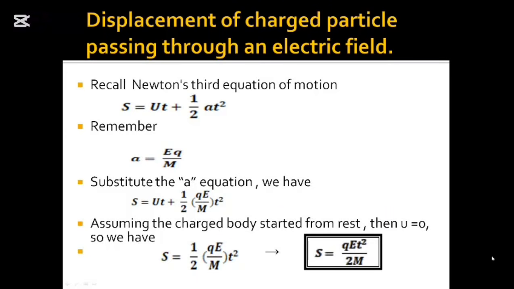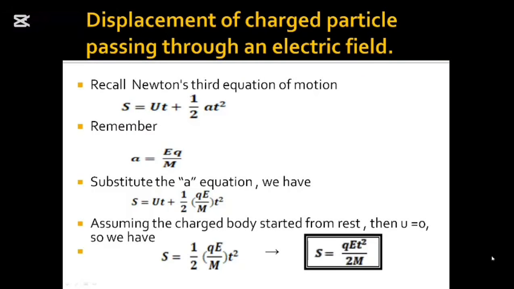What do we do? Just like the previous ones we've done. Wherever you see a, put the equation of a there that says a is equal to eq over m. And your answer will quietly come out. So we have x equal to ut plus half, instead of a, we now put eq over m, then t squared.